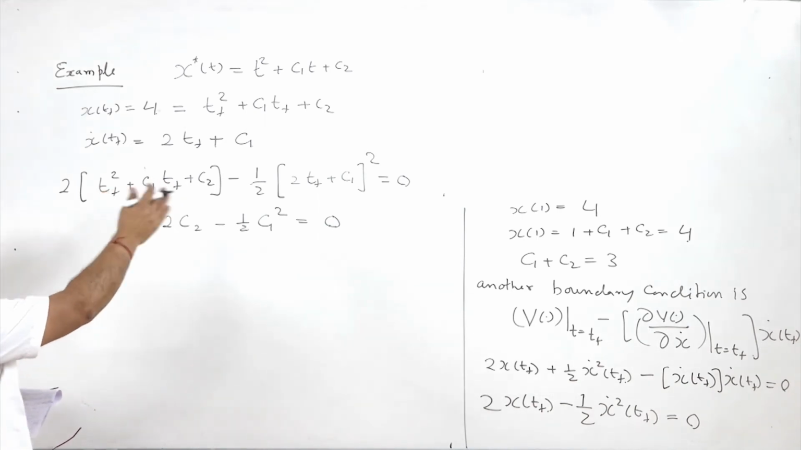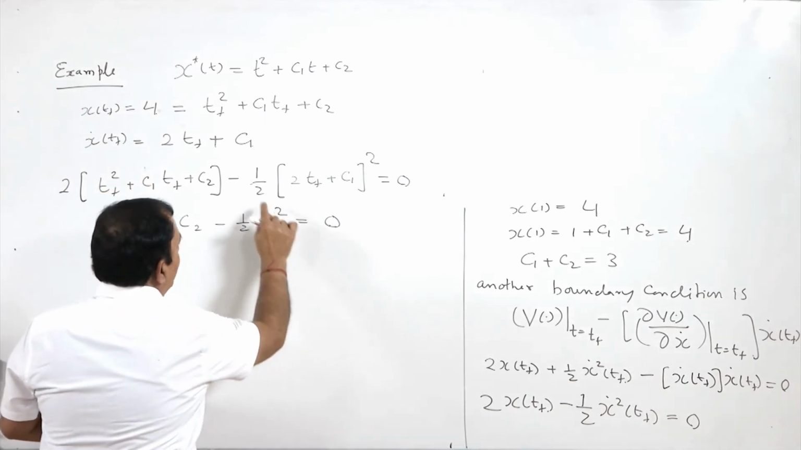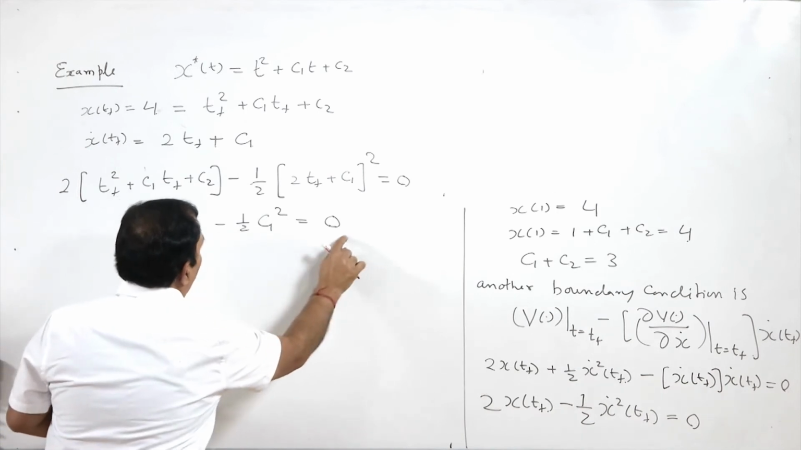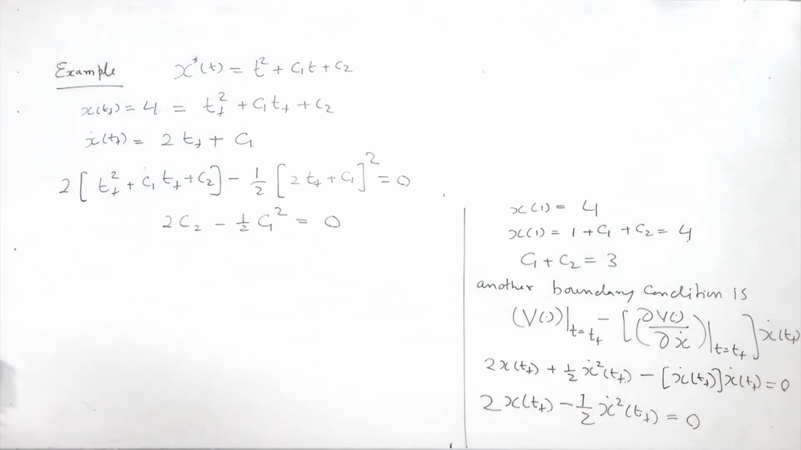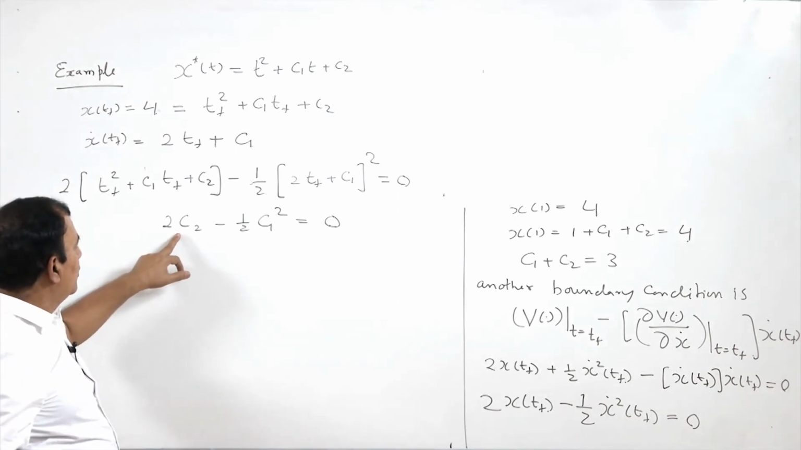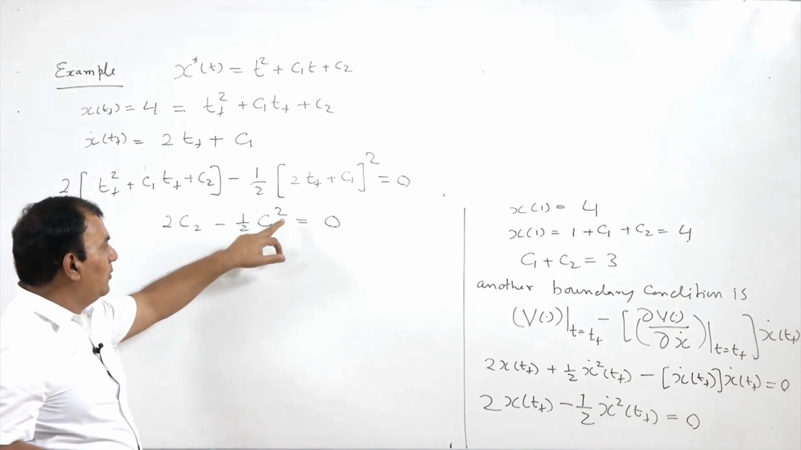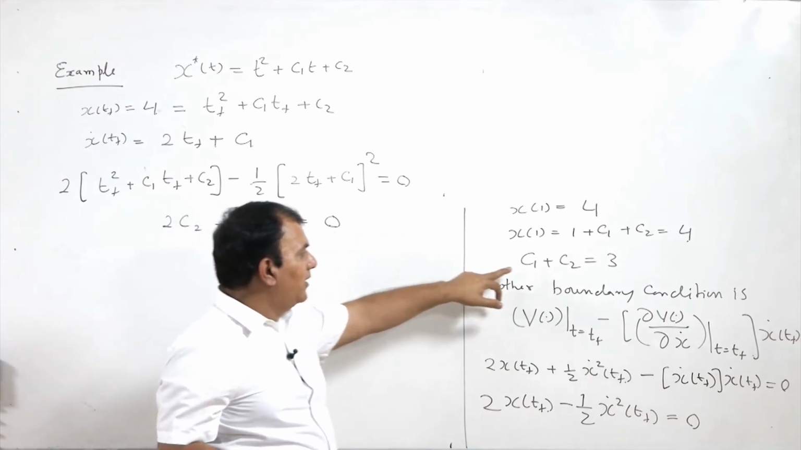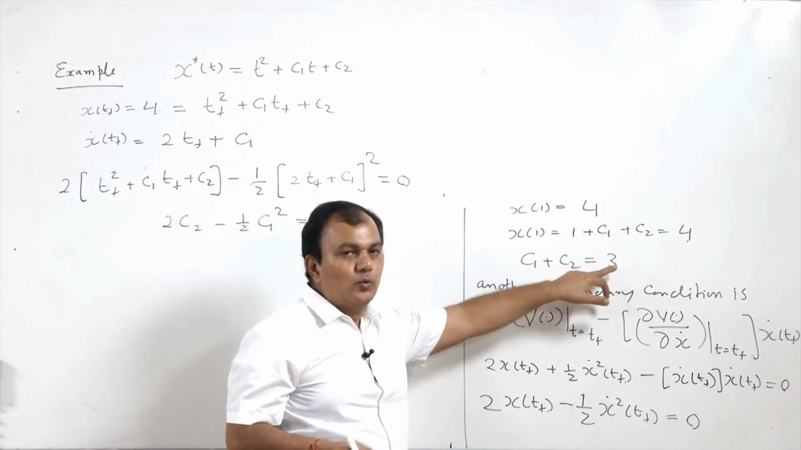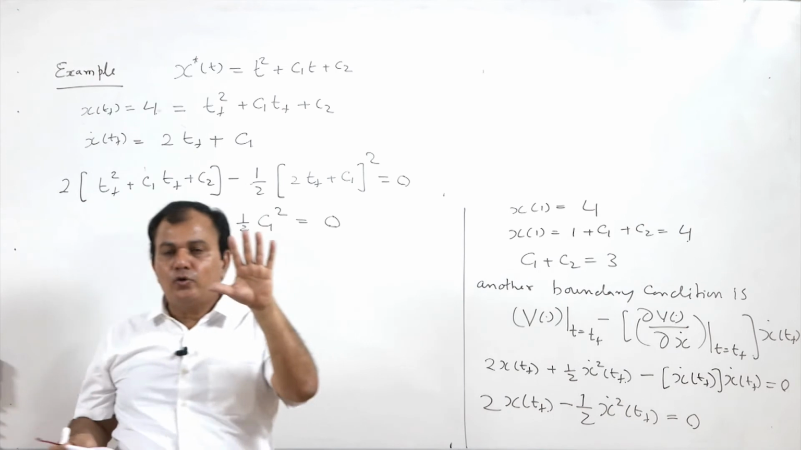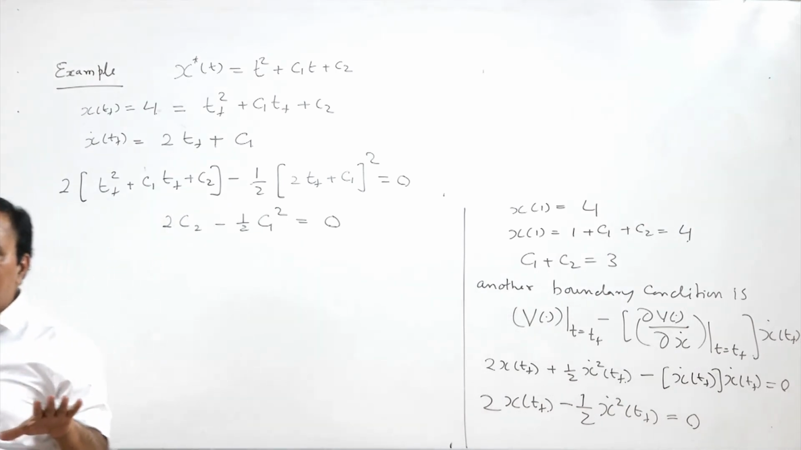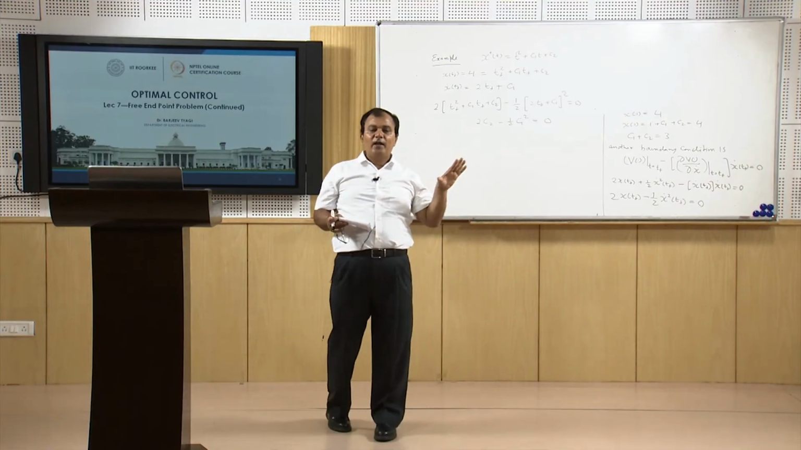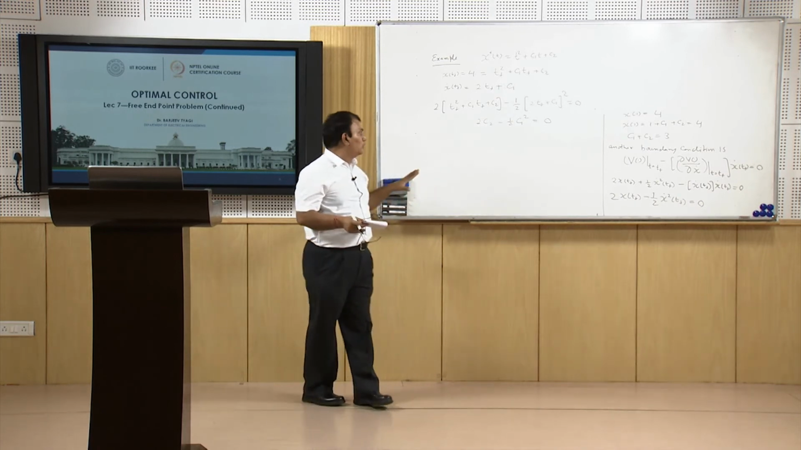So, all other factors will be cancelled out, and this, if we solve, we will get this value. So, I have two equations in C: one is 2C2 minus 1/2 C1 squared equal to 0, and another is C1 plus C2 equal to 3. These two equations we have to solve to find the values of C1 and C2.